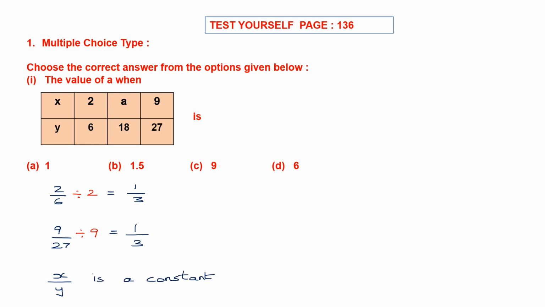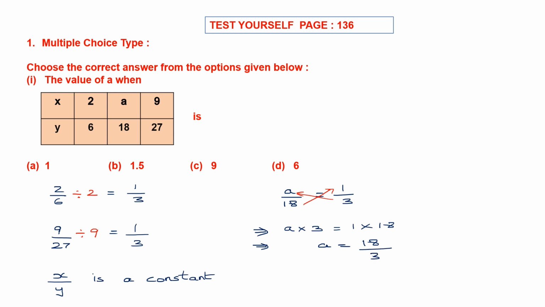So now we can find the value of A because A divided by 18 will also be 1 by 3. So let's do that. A by 18 is equal to 1 by 3. Now let's do cross multiplication and multiply A into 3 and 1 into 18. This means that A into 3 is equal to 1 into 18. Now we can find the value of A. A is equal to 1 into 18 is 18 divided by 3.